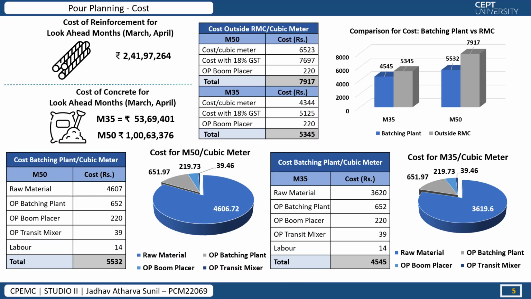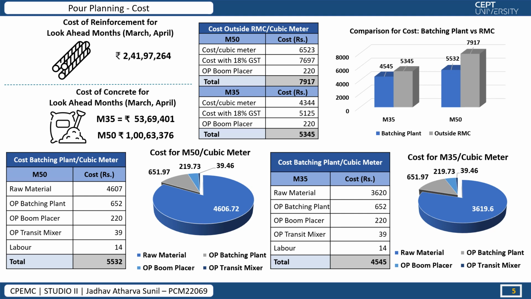Coming to the cost part of pour planning, here we have derived the cost for reinforcement and concrete and also compared the cost of batching plant to the RMC of M35 and M50 grade of concrete. Starting with the cost of reinforcement for the next 2 months of March and April, it is 2 crore 41 lakhs 97,000. And similarly, cost for concrete of M35 grade is 53 lakh and M50 is around 1 crore.